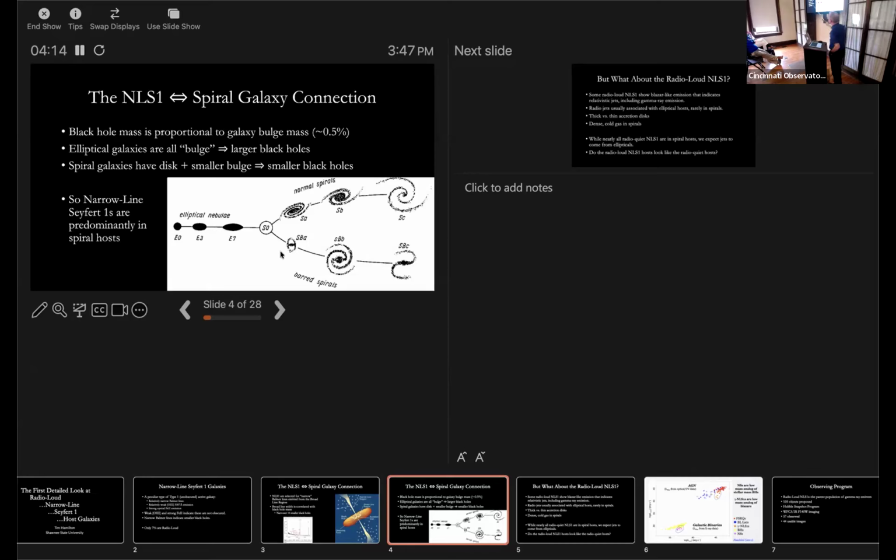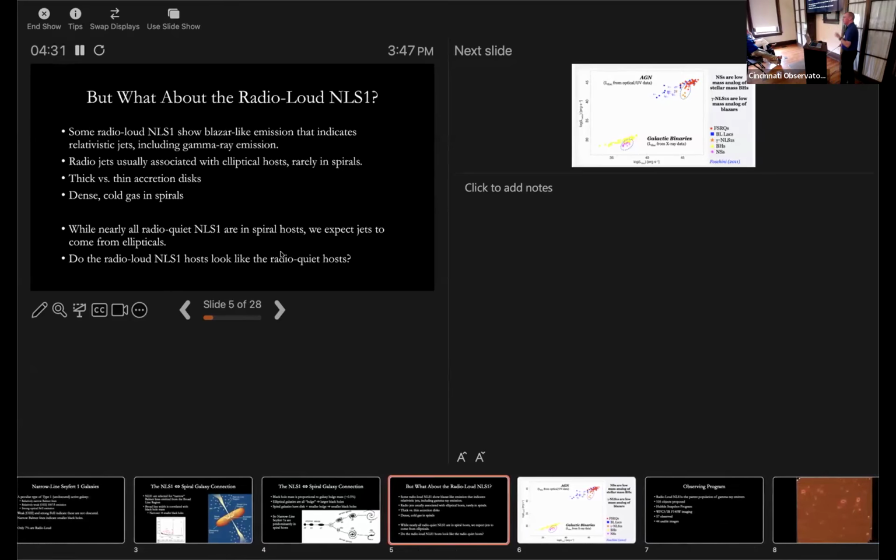So this means that with the narrow line Seyfert 1s, selecting for the narrow Balmer lines selects for the smaller black holes, which you would think would select for spiral hosts. And at low redshift, that's really what we see. But 7% of these are radio loud. So what about these? You can get radio emission in some different ways, but there are a number of these radio loud narrow line Seyfert 1s that show characteristics of relativistic jets. Plasma jets, near light speed jets coming out, just like a radio loud quasar, in fact, particularly like blazars.